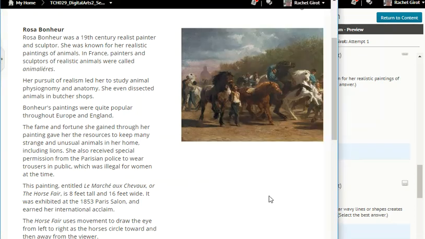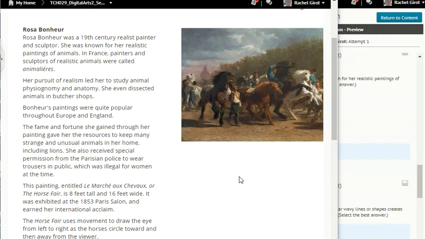In France, painters and sculptors of realistic animals were called animalières. Animalière. Her pursuit of realism led her to study animal physiognomy and anatomy. She even dissected animals in butcher shops.